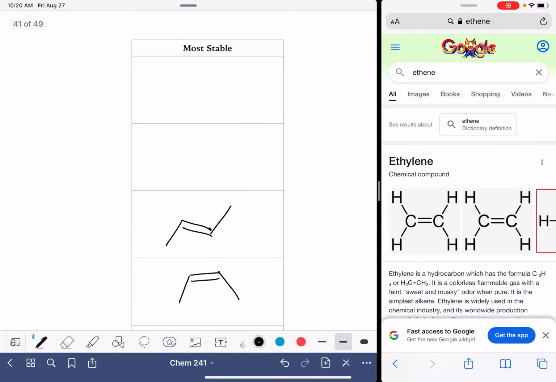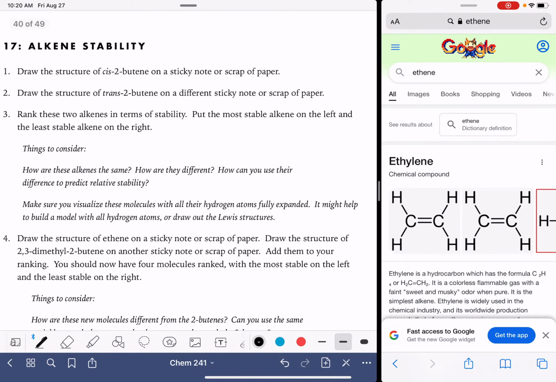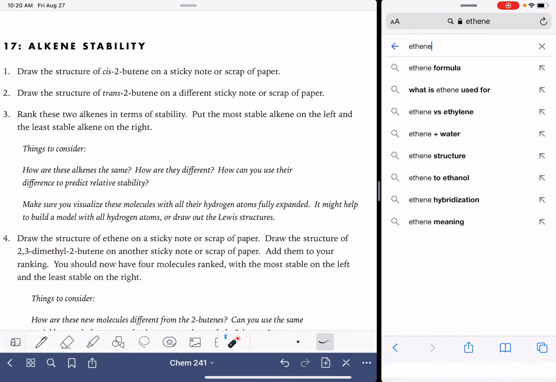That's kind of funny to draw in line structure. So in line structure, it looks like that. But for whatever reason, it weirds me out, so I have to draw the carbons in there. So there's ethene. And the other molecule that we're going to be adding is 2,3-dimethyl-2-butene.